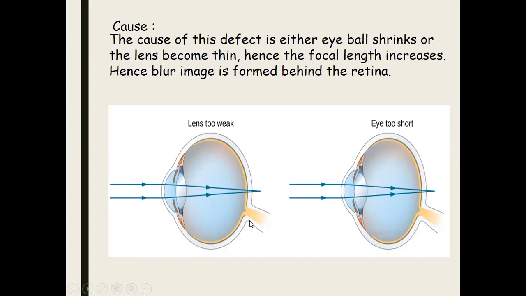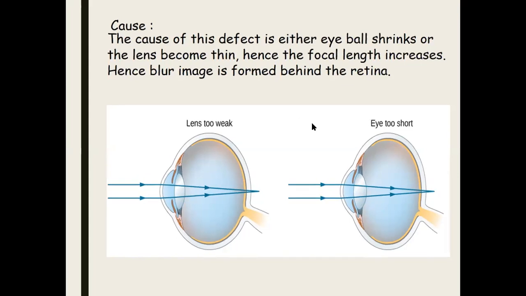And the second thing that may have happened is that the eyeball becomes too short. The eyeball is normally spherical, and it becomes shrunk. So the lens is correct. It makes the image at the right place, but because the eyeball has shrunk, the image is formed behind the retina. This is the cause of this defect.